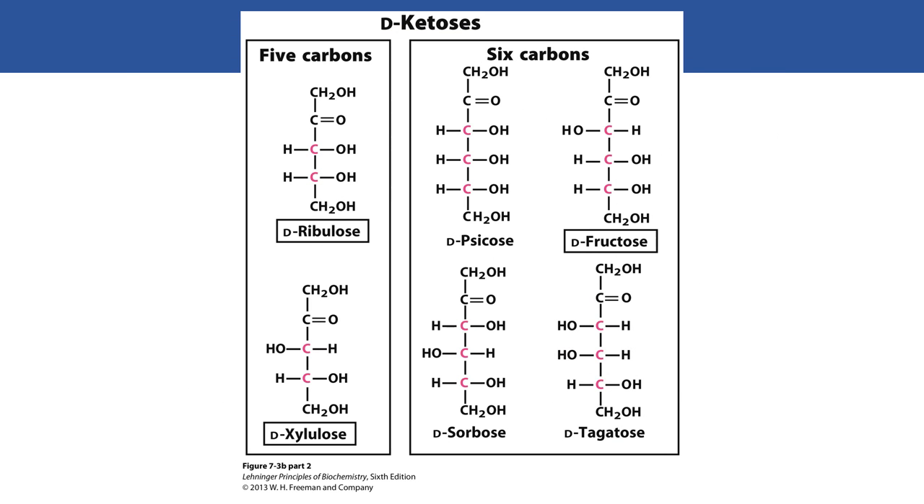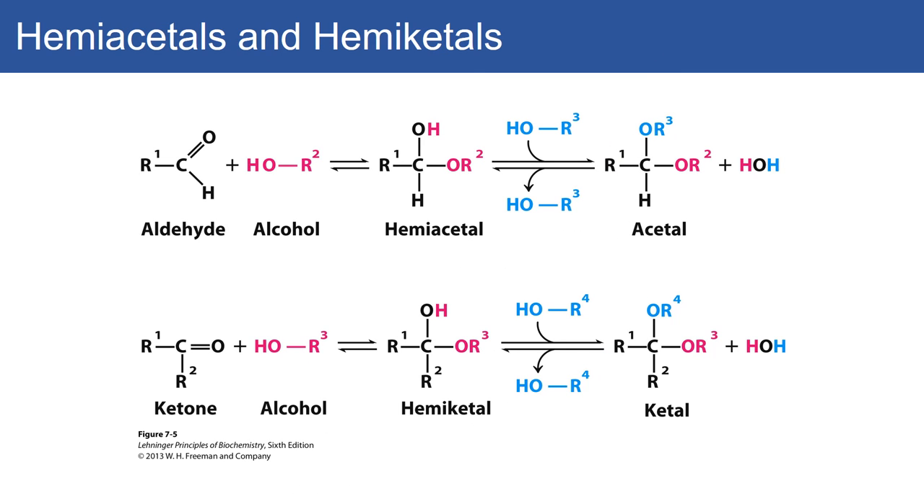For example, here are the 5 carbons: ribulose, xylulose, and fructose. Those are the 5 and 6 carbon ketoses, and they're important. They're the important ones.